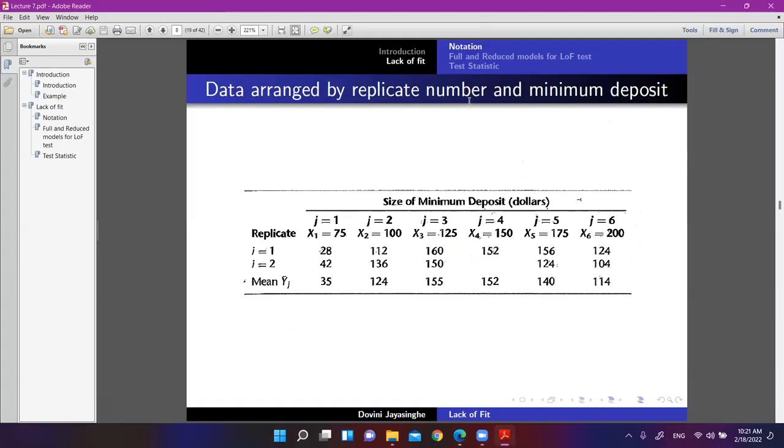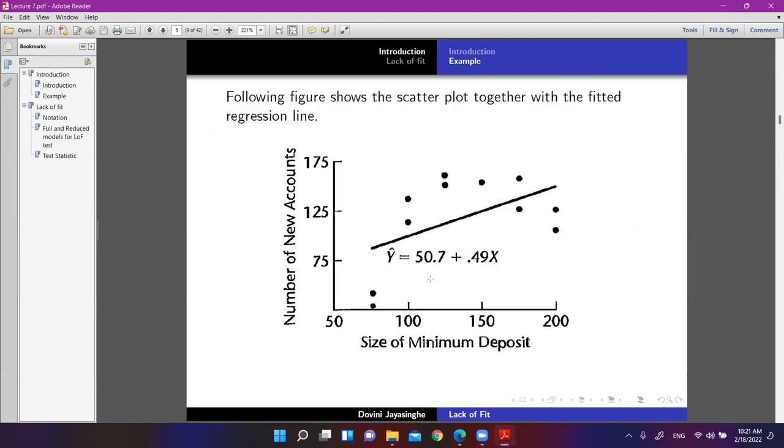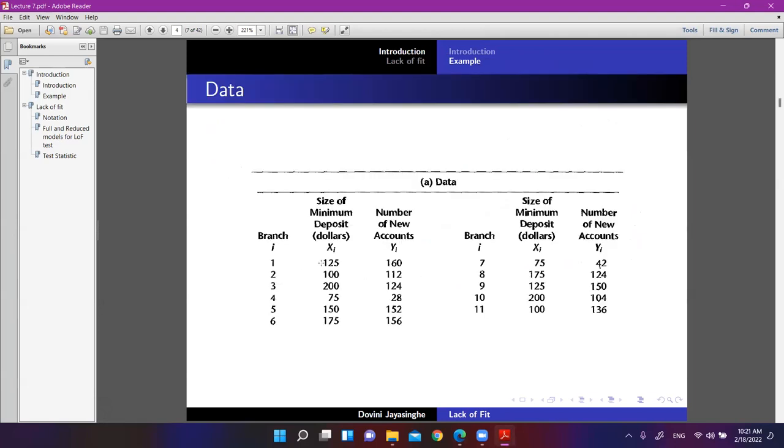So, data arranged by replicate number and minimum deposit. In the same data given here, I showed you some, there were some repeated values. This one is repeated. I think everything is repeated besides this one. Yeah, 75 is repeated, 175 is again repeated. Everything is repeated except this one, right?